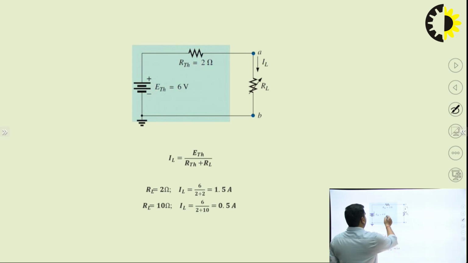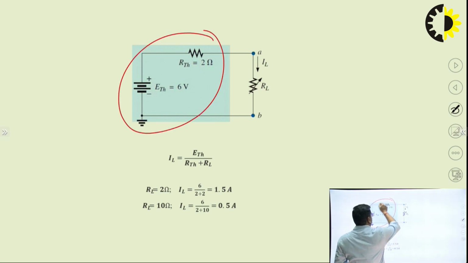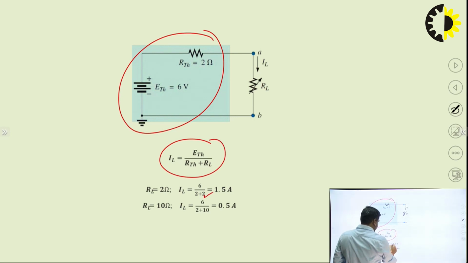Here it is the equivalent circuit of that particular network. Here it is RL, so we can change the value of RL. Here it is 2 ohm, here it is 10 ohm. So it is 1.5 and 0.5, the value of IL. It is the Thevenin equivalent circuit.